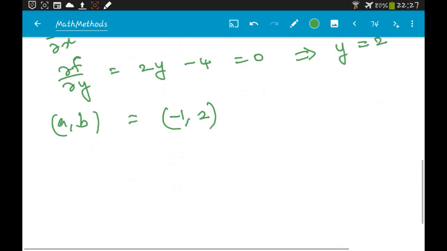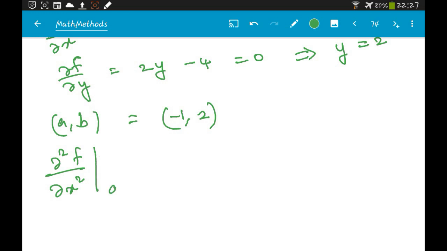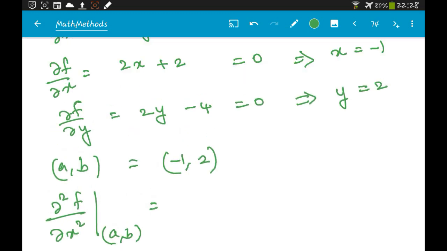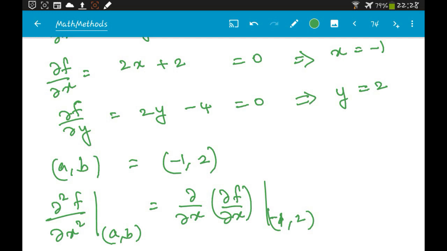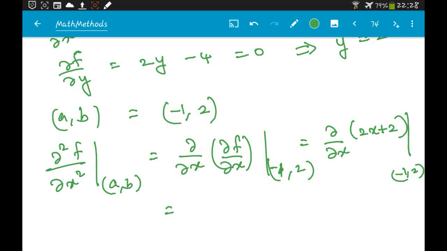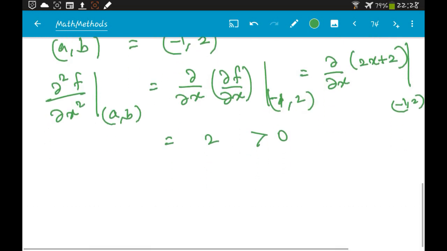Okay, so now let's look at dou square f by dou x square at a, b. What is dou square f by dou x square? It is dou by dou x of dou f by dou x at minus 1 comma 2. So this is dou by dou x of 2x plus 2 at minus 1 comma 2. So you are going to get 2. So this is a positive quantity, which means it may be a max, it may be a minimum.